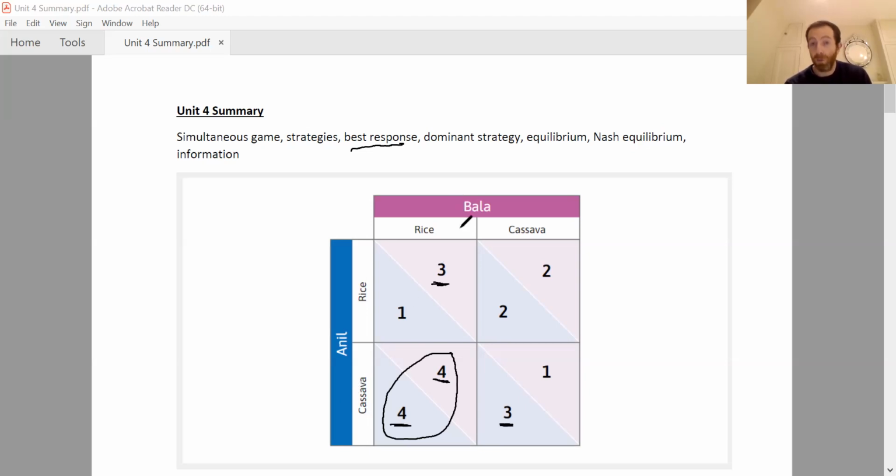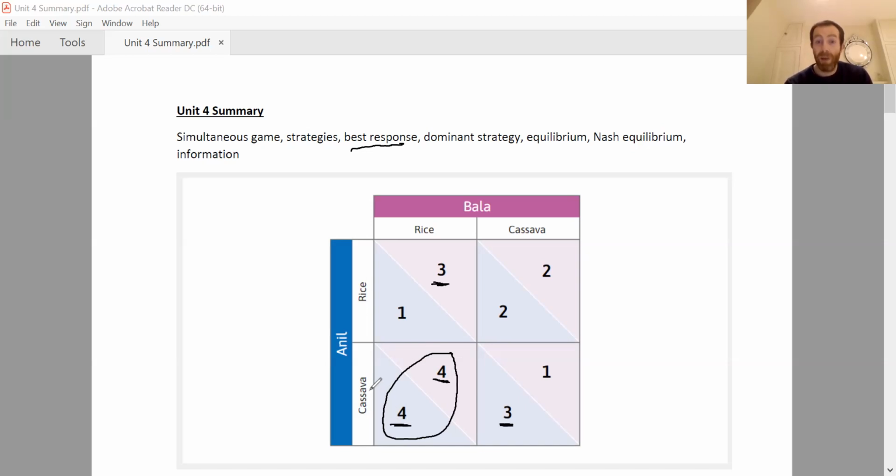And Bala also has a dominant strategy, because if Anil plays rice, she plays rice. If Anil plays cassava, she plays rice. So she's always playing rice regardless of what Anil is doing. And because they both have a dominant strategy here, Bala to play rice, Anil to play cassava, this Nash equilibrium is also a dominant strategy equilibrium.